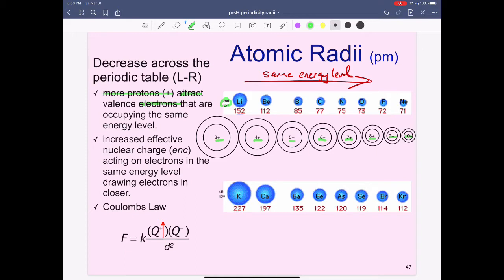You could also say effective nuclear charge. There's another video on just what effective nuclear charge is, but that, same as the total charge, increases progressively across the chart. As the increasing nuclear charge occurs, that will indeed cause greater force, which draws the size of the electron cloud in closer.